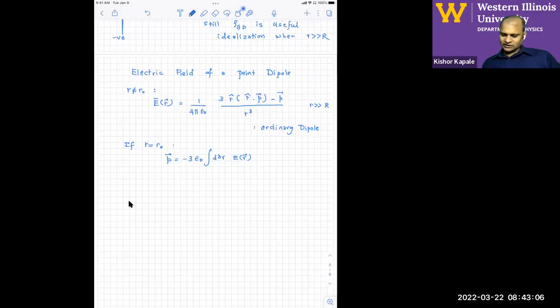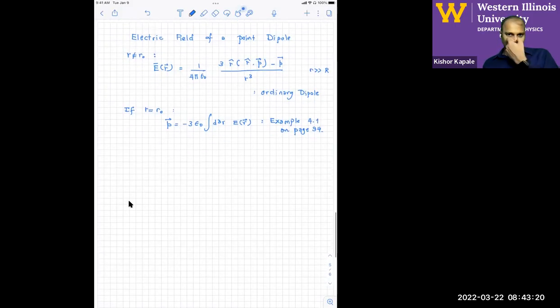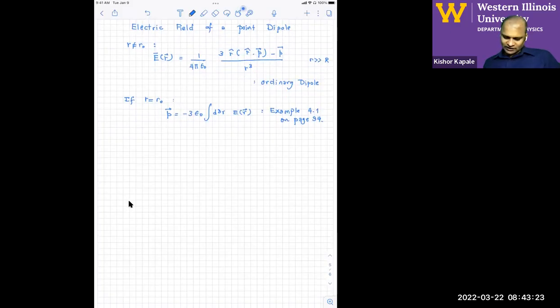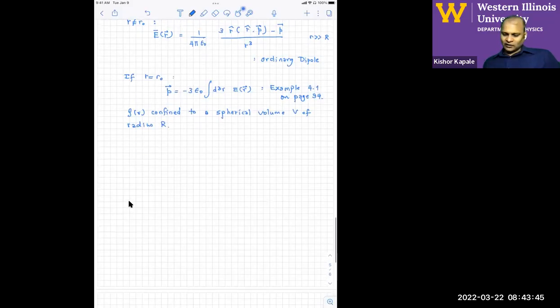Okay, so this is coming from example 4.1 on page 94. And what it says is, you have a charge density rho of R confined to a spherical volume V of radius R, right? And then we want to find out, right?